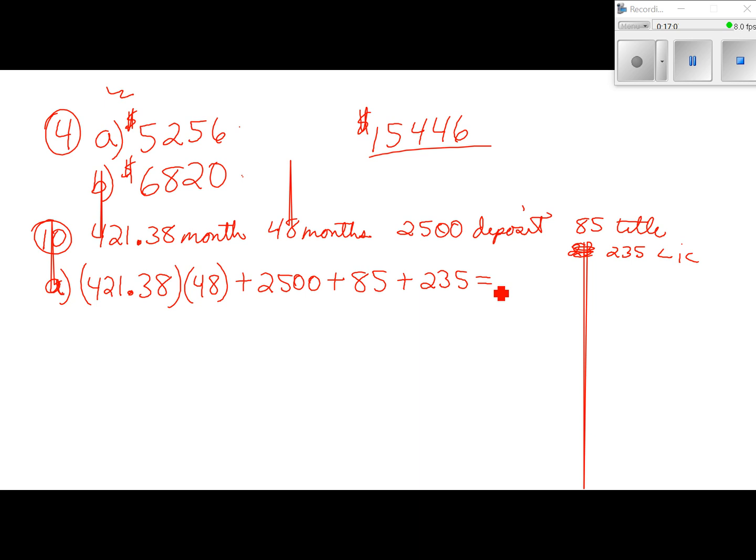So we take 421.38 times 48 plus 2,500 plus 85 plus 235, it equals, and I end up with $23,046.24. So that's the amount of her lease. That's the total for the lease.